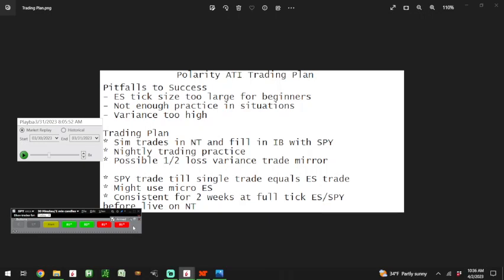You can use that. I prefer it because I do a lot of pre-market trading, and I will with NinjaTrader and Polarity. Obviously, you can do whatever you're comfortable with. Let's just say Interactive Brokers, because it's just easier.